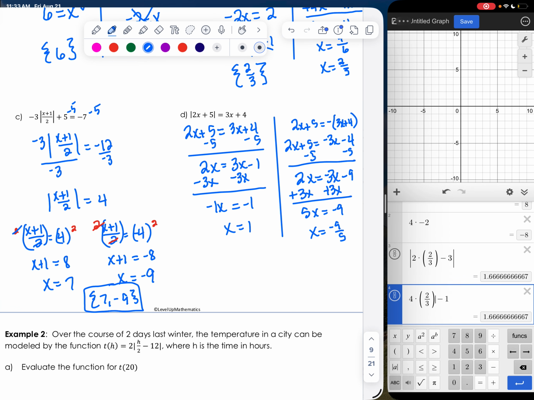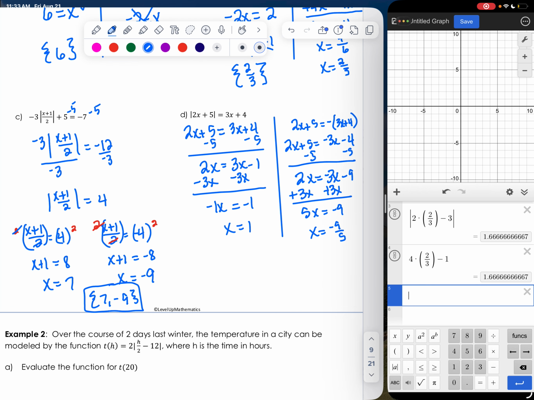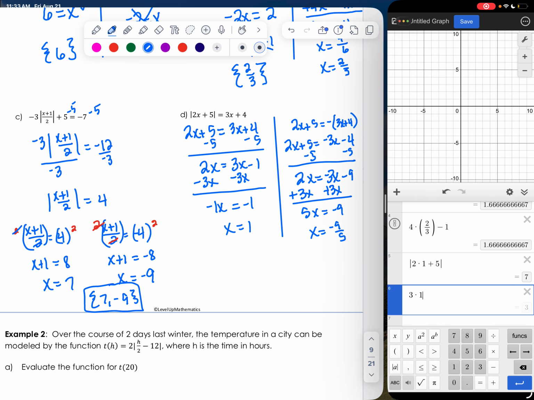Now, I definitely want to check these solutions because I had variables on both sides of the equal sign. So I'm going to press my absolute value symbol, and my expression is 2x plus 5. So this would be 2 times 1 plus 5. Okay, and that gives me 7. Now the other side is 3x plus 4, so 3 times 1 plus 4. 7 equals 7. So this solution checks out.